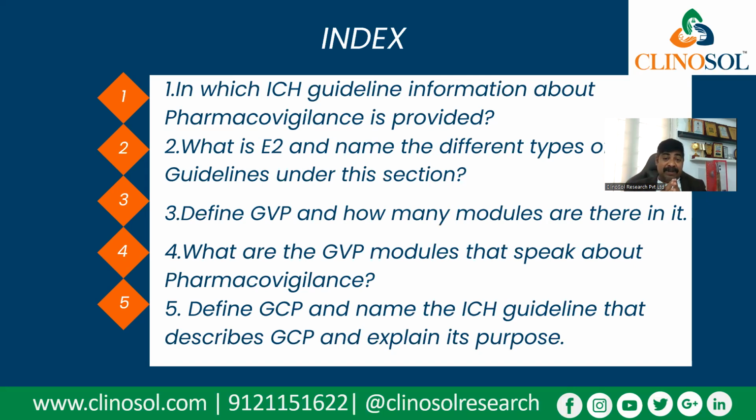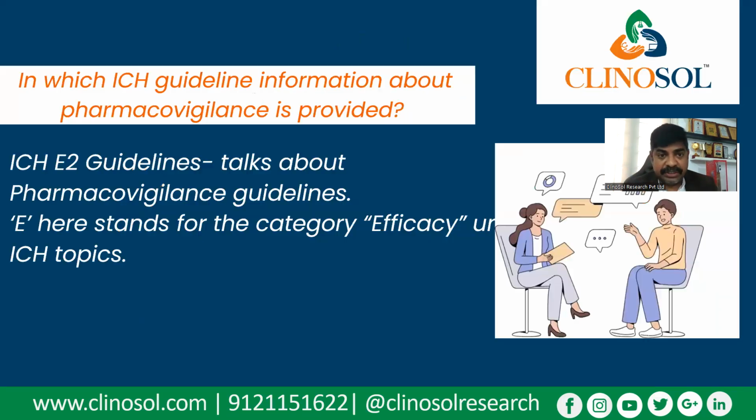And the next question, define what is GVP, how many modules are there? And next question, what are the GVP modules that speak about pharmacovigilance? Give some examples of GVP modules. How many modules are there in GVP, and explain about GVP modules. And last question, how do you define GCP and the ICH guideline that describes GCP, and explain its purpose, what GCP does or how GCP is important for conducting clinical trials or clinical research.